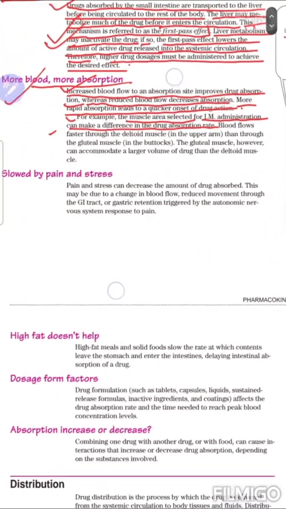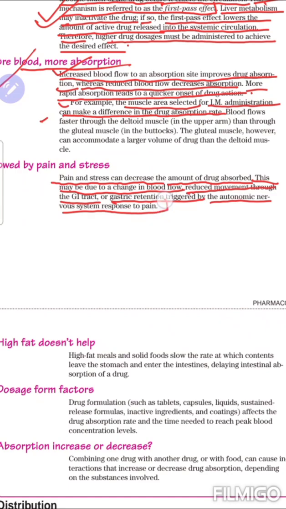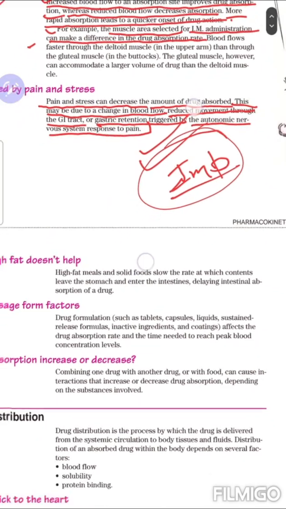Now, absorption is slowed by pain and stress. How? Pain and stress can decrease the amount of drug absorbed. This may be due to a change in blood flow, because if there is less blood flow at the site of pain and stress, absorption is affected and automatically reduced. There is also reduced movement through the gastrointestinal tract, or gastric retention, triggered by the autonomic nervous system response to the pain. It's very important, so keep this point in mind, and it's very easy as well. If you have any question, please ask, and I'll explain in more detail.